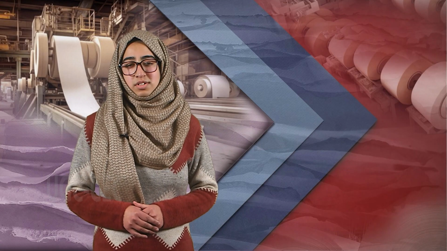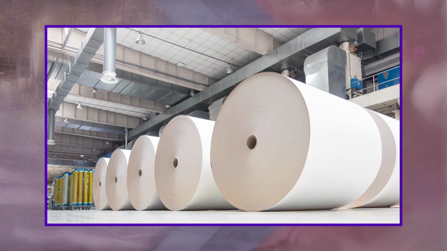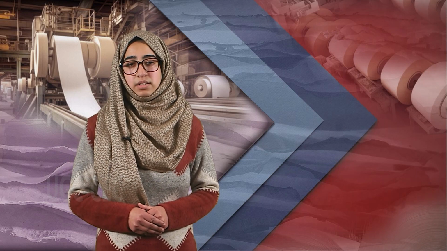Welcome dear students. Today we shall be discussing pulping. Pulping is a fundamental process in the paper industry that involves the conversion of wood or other fibrous materials into pulp, a crucial intermediate in the production of paper and paper products. In this lecture, we will explore the various pulping methods, their significance and environmental considerations associated with pulping processes.